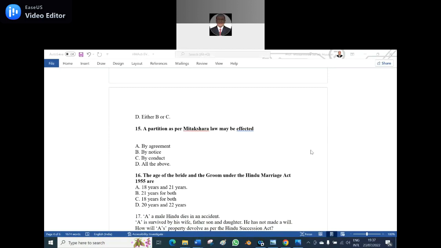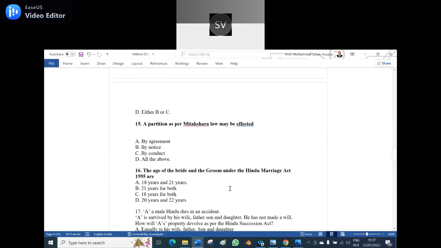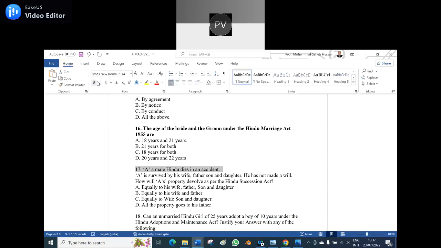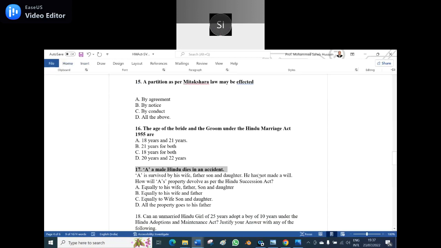16th question. The age of bride and bridegroom under Hindu Marriage Act 1955 are: option A, 18 years and 21 years; option B, 21 years of both; option C, 18 years of both; option D, 20 years and 22 years. Yes, option A is the correct answer.